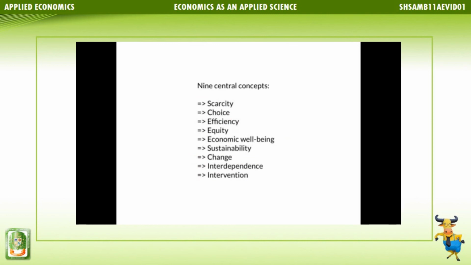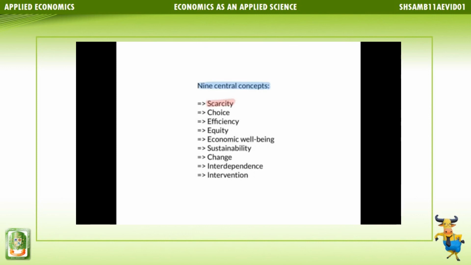There are 9 central concepts in economics. These are the 9 central concepts that economists use as a lens in their economic analyses. The first one is scarcity. The main reason economics exists as a science is that resources are scarce. People have unlimited needs and wants, but the resources available to satisfy those needs and wants are limited. There's a problem of scarcity.